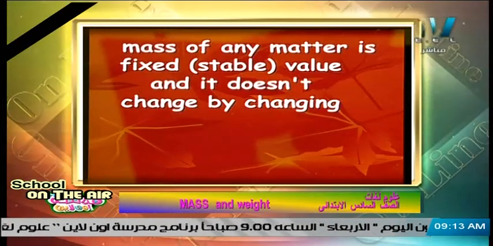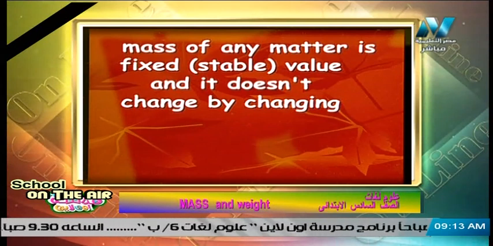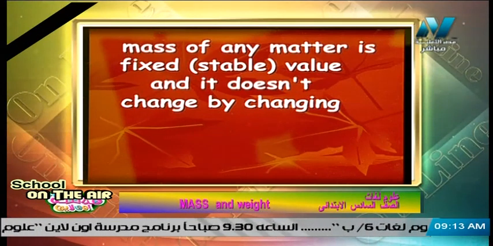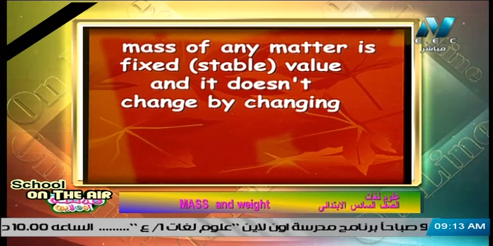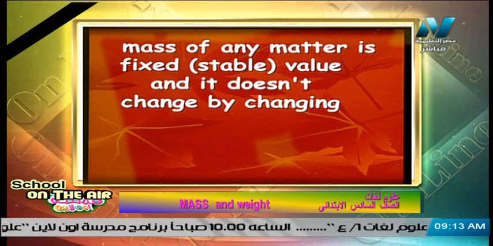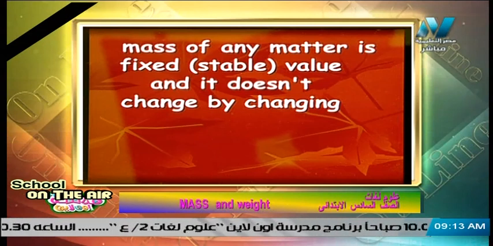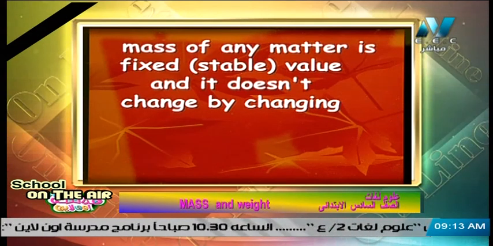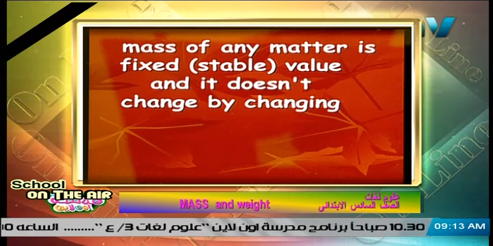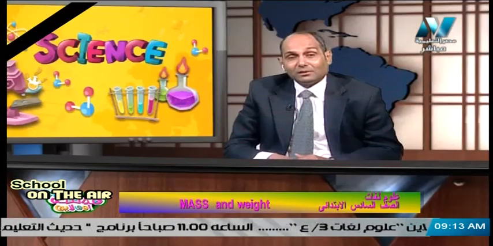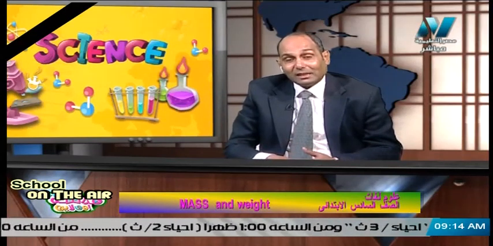Okay, another point. Mass of any matter is fixed, stable, has a fixed value, and it doesn't change by changing places, as I told you before. Mass of an object on the earth is the same as on the moon. Suppose that here on the earth I put myself on the scale, and suppose that I am 70 kilograms. Okay, if I went to the moon and I put myself on another scale on the moon, what is my mass? Yes, it doesn't change.